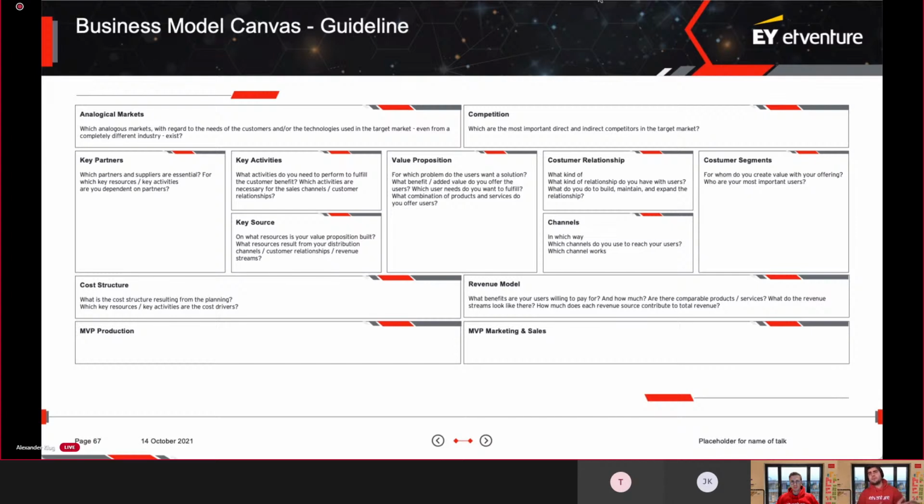Usually when we have these four compartments, we switch over to the left side. What are the key activities? What do we need to perform to fulfill the customer benefits and the activities necessary for the channel? What are the core activities you need to do? Maybe build an algorithm, maybe have the customer touch point in that. Think of the activities you need to do. The next thing is the key resources. On what resources is your value proposition built? What resources do you need? Do you need distribution channels, customer relationships, revenue streams? What are the most narrowed-down things you need to have for your service?